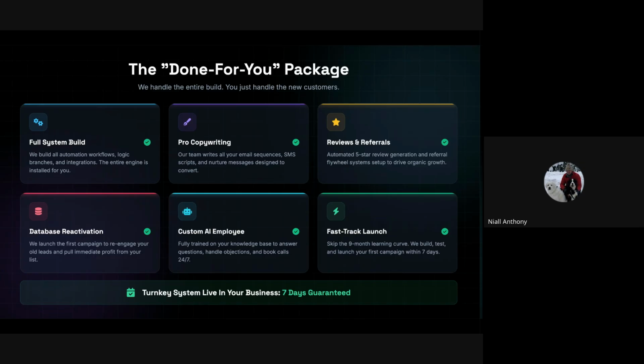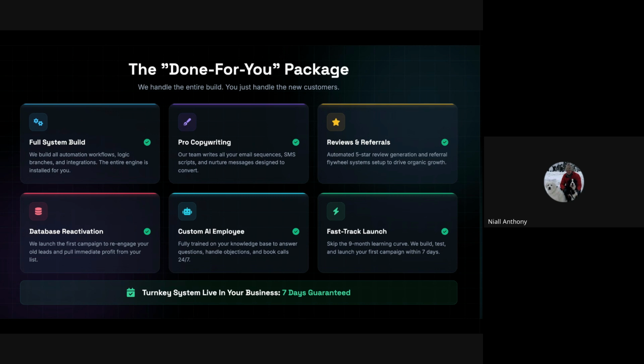We write all your emails. We set up your review systems to ensure customers don't skip over your business. Again, outcome. Don't skip over your business and choose your business instead of a competitor. We set up your referral systems to drive new customers through your door without having to pay for them. We'll reactivate your older leads with the built-out automation, pulling additional profit from what you already have without having to spend a fortune.